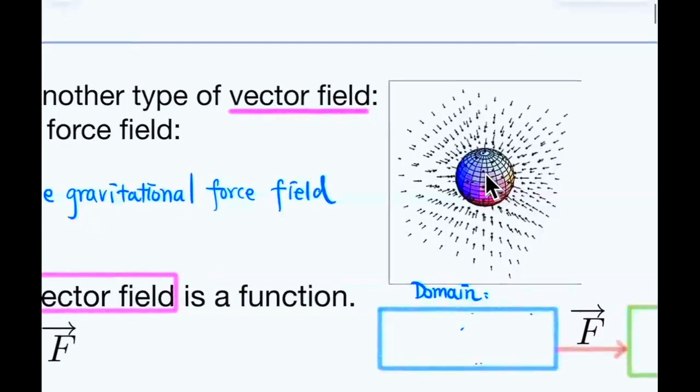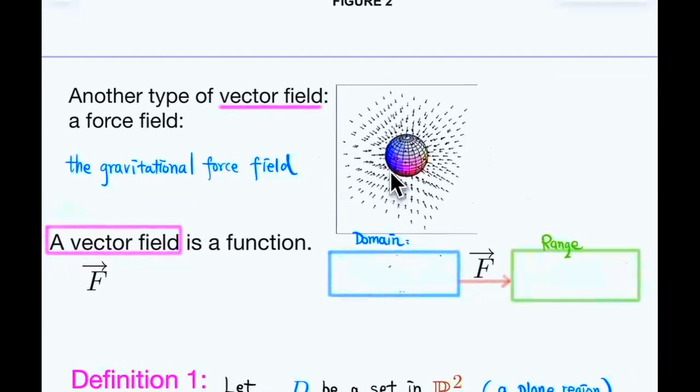The closer to the center of the Earth, the bigger the force field, right? If the mass of the object stays the same, the closer the distance to the Earth, the stronger the force, right? Okay. So you see the arrow is longer closer to the Earth, and then further away, the arrow is smaller. So this is a three-dimensional vector field, and it's a vector field on R3.